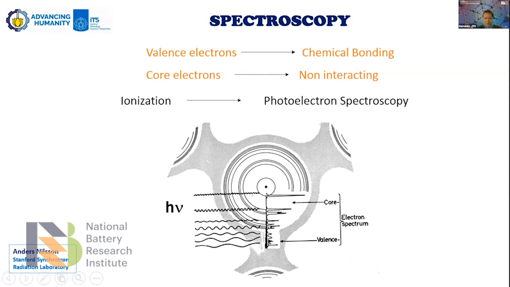So we can excite an inner electron, a core electron, to the valence level by radiating some photons, and then there are a lot of phenomena here, and we can have an electron spectrum depending on which atomic orbital the electron originally came from.